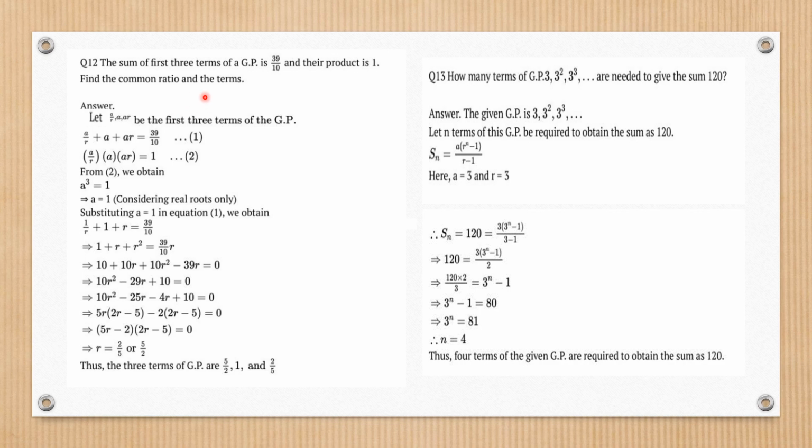So better I know that if A is the first term and R is the common ratio, I can consider the terms as A by R, A and AR. See, here also the common ratio is the same, isn't it? I'm multiplying each term with R. So I will not start with A, I will start rather with A by R as the first term. Okay, so A by R, A and AR. These are my three terms.